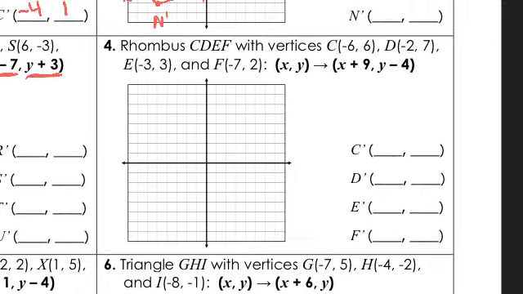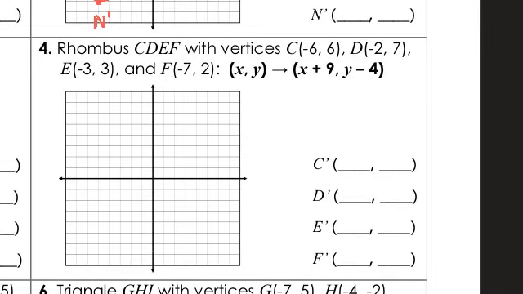Let's take a look at number 4. What can we expect in number 4? Well, we know we're going to go up, to the right. See, we all make mistakes. We're going to go to the right 9 and down 4.